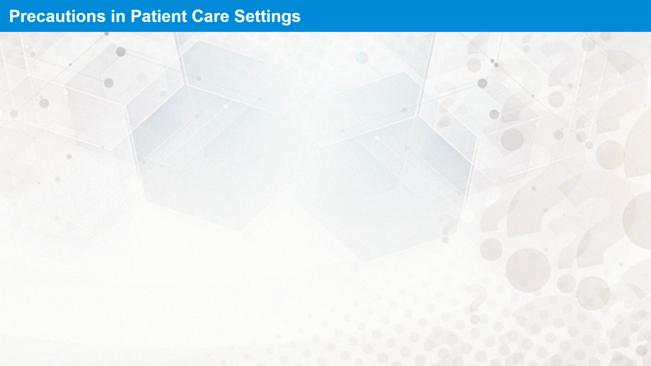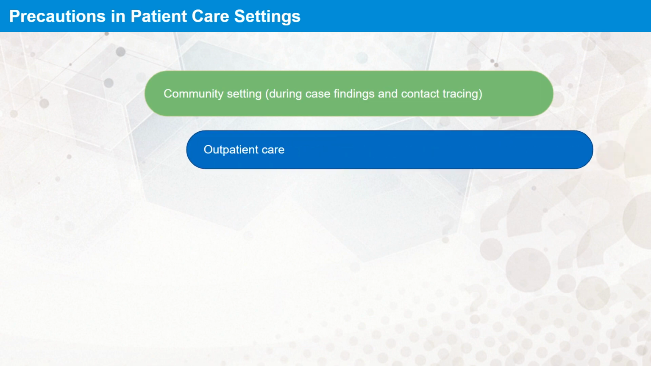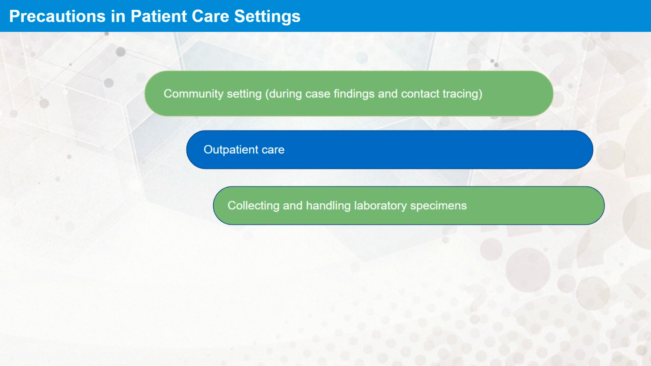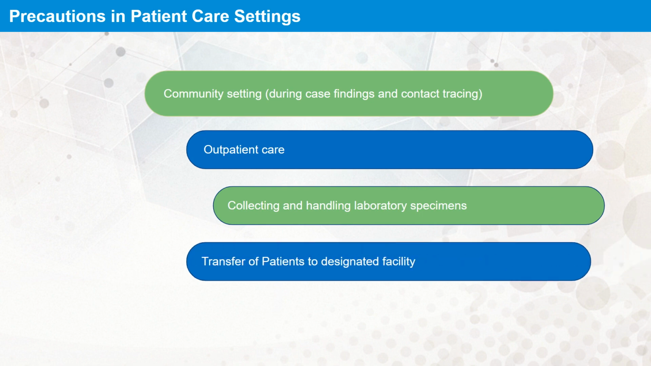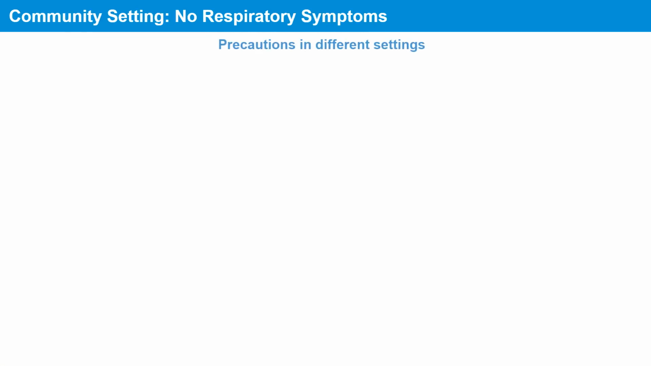What precautions do we need to follow in these patient care settings? Community setting or during case finding and contact tracing. Outpatient care, collecting and handling laboratory specimens. Transfer of patients to a designated facility. Case management in isolation. Let's now learn about the precautions to be taken in different settings.